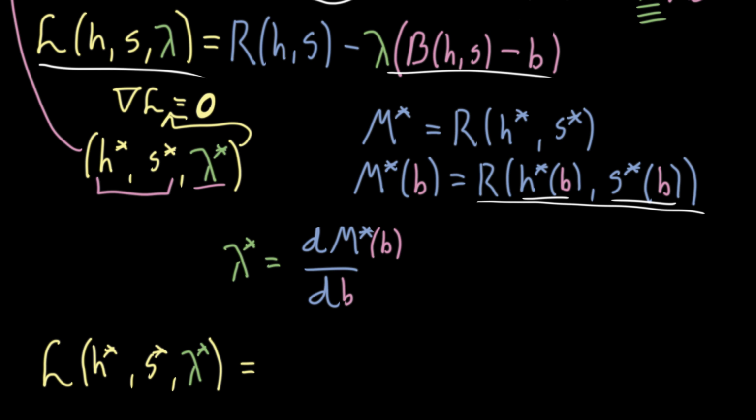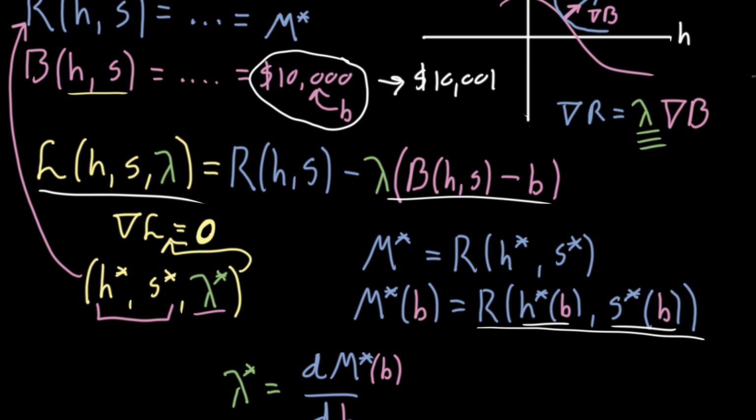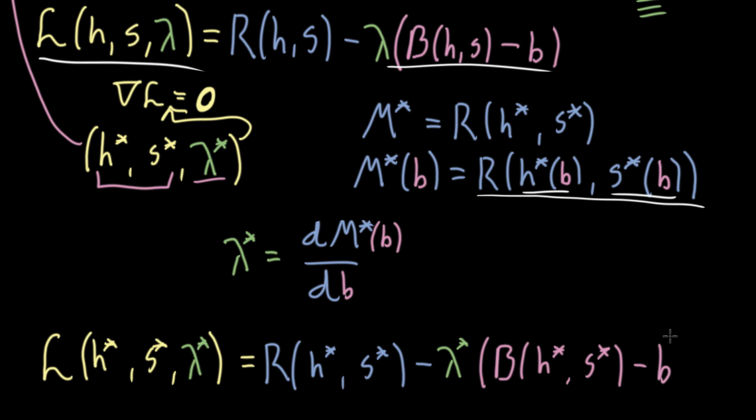Well, you're going to get, we just look at its definition up here, R evaluated at h star and s star, right? And we subtract off lambda star times B of h star, s star, minus the constant that is your budget. Something you might think of as $10,000, whatever you set little b equal to.